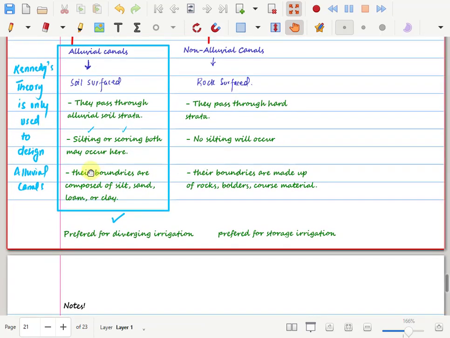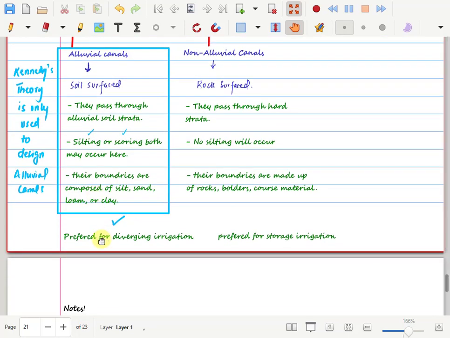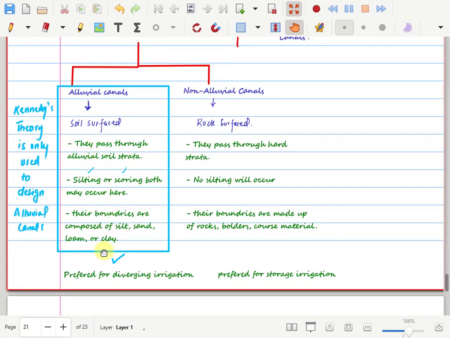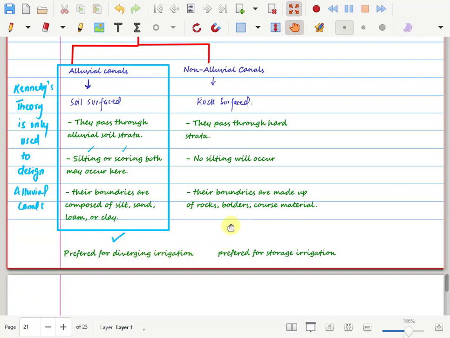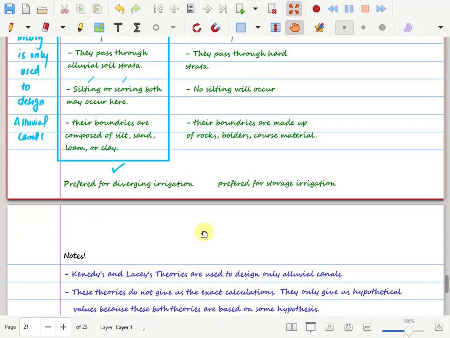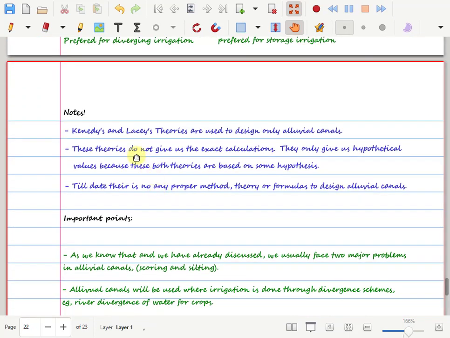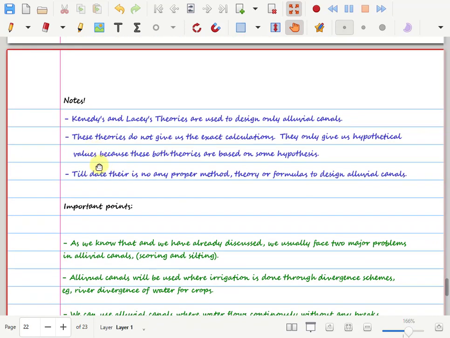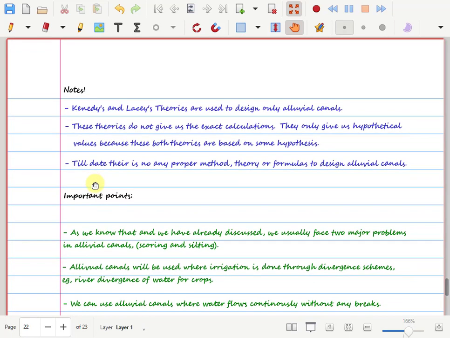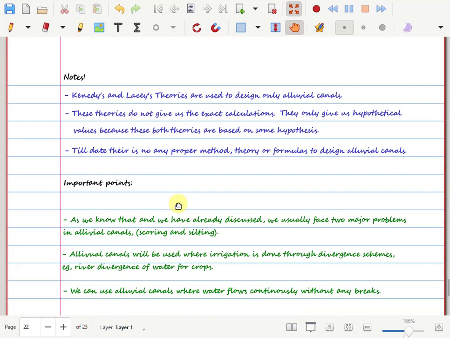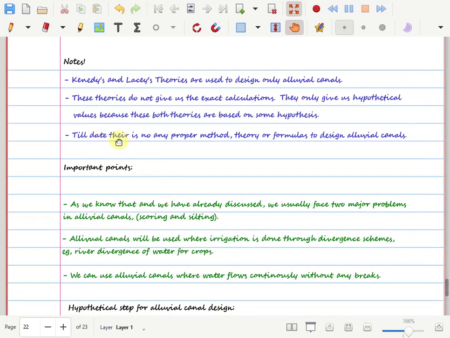Okay, so alluvial canals are preferred for diverging irrigation, and non-alluvial canals are preferred for storage irrigation. And then we have discussed some important points related to both theories of Kennedy and Lacey. They are used to design alluvial canals, and these theories do not give us exact calculation, and they are based on hypothetical theories, and we need to remember these points. Till date there is no proper method, theory or formula to design alluvial canals, so still we are using these two theories to design alluvial canals.